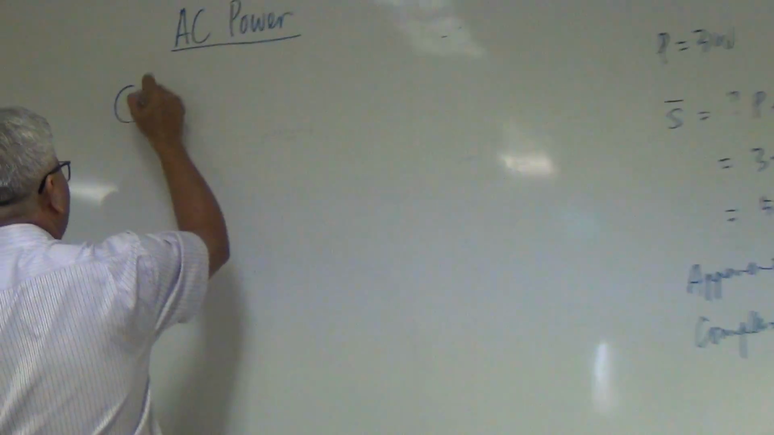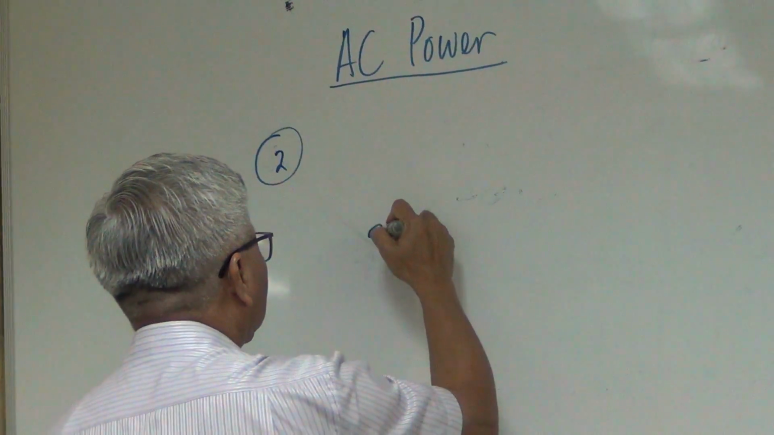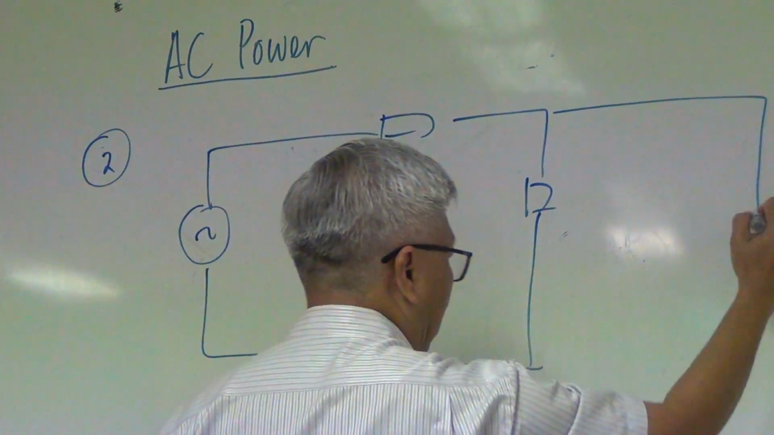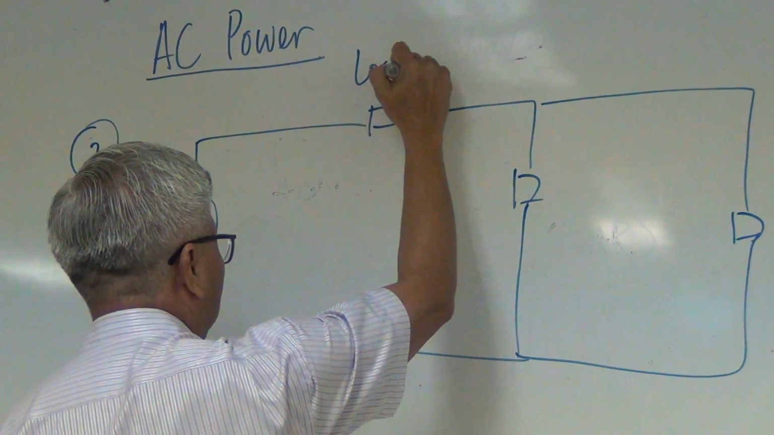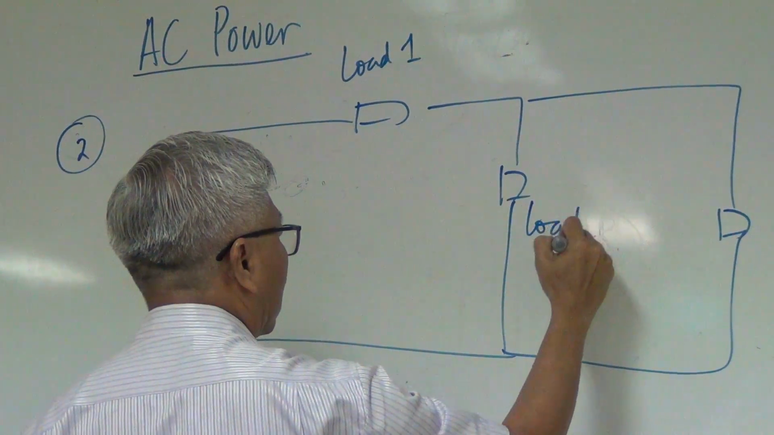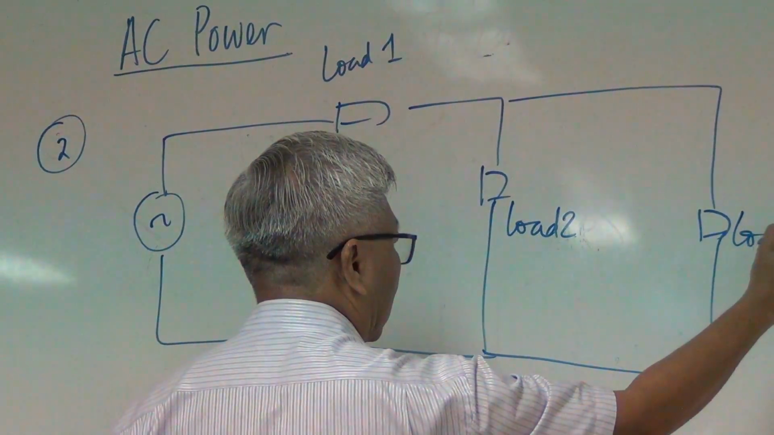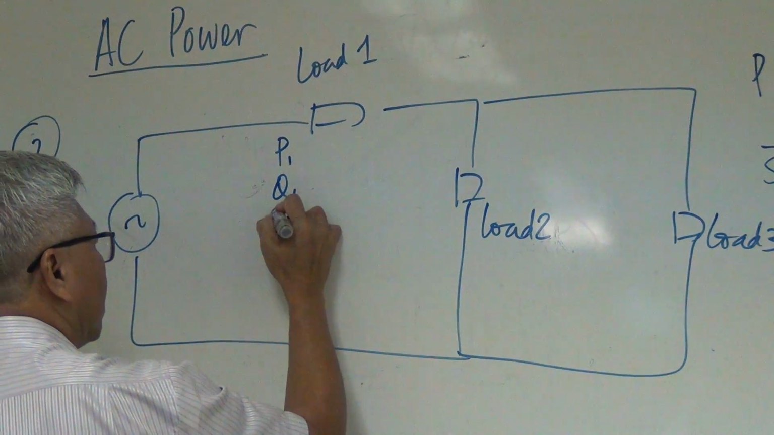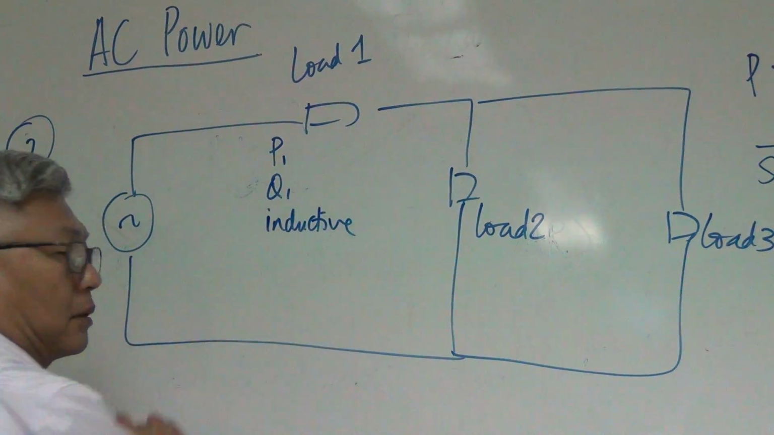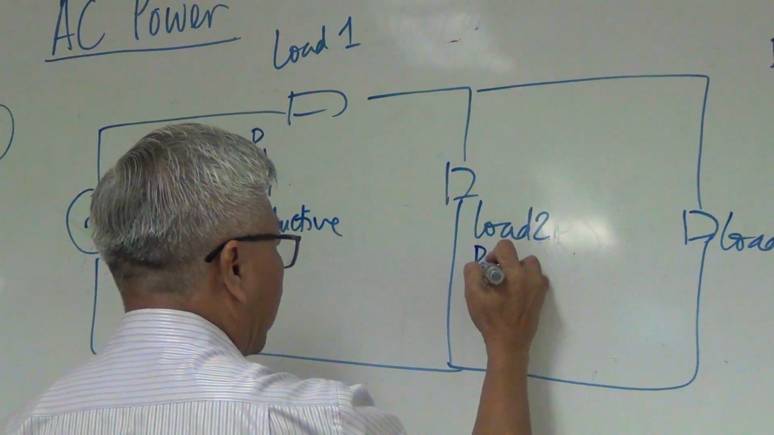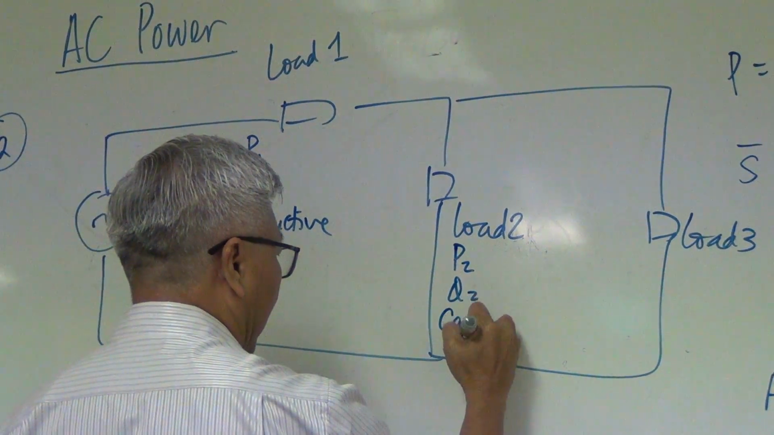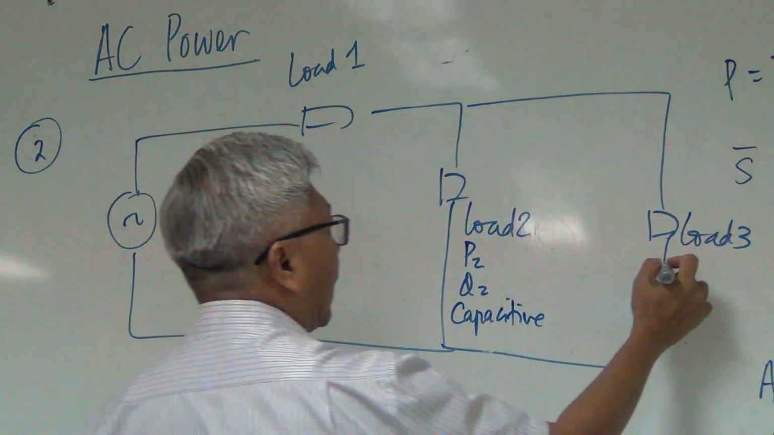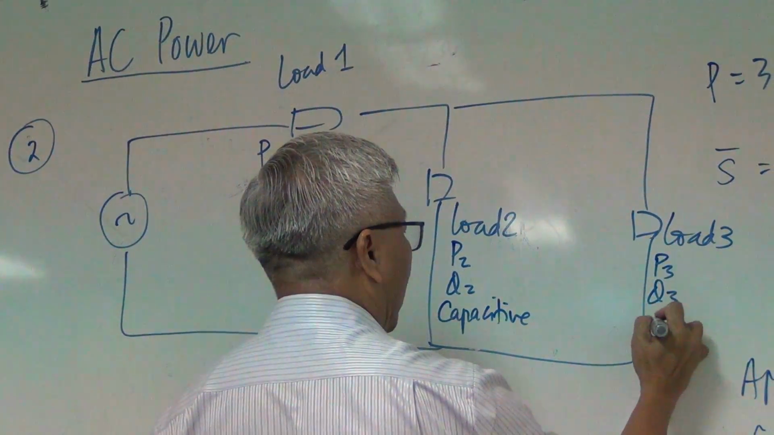Second point is talking about if I have an AC system, for example, I have here 3 loads. This is load 1, load 2, and this is load 3. And I have P1, I have Q1, and I tell you that this is an inductive circuit. And load 2, it has P2, it has Q2, and I'm telling you that this is a capacitive load. And load 3, I have P3 and Q3, and it's an inductive load.